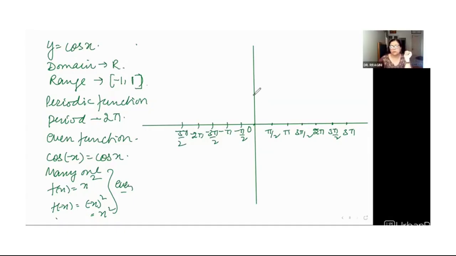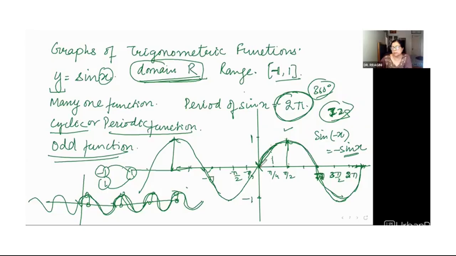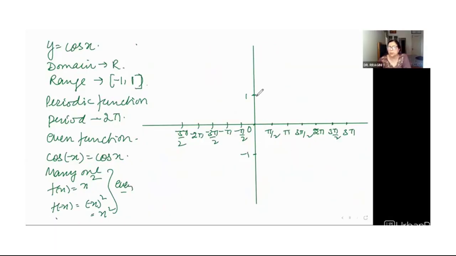This is 1. This is minus 1. Now, if you start with cos 0, cos 0 is 1. Remember here, sine 0 is 0, so I started with 0 from here, and sine 90 is 1, so I took it to 1. In this case, cos 0 is 1, so you have to start from here. When x is 0, y is 1.